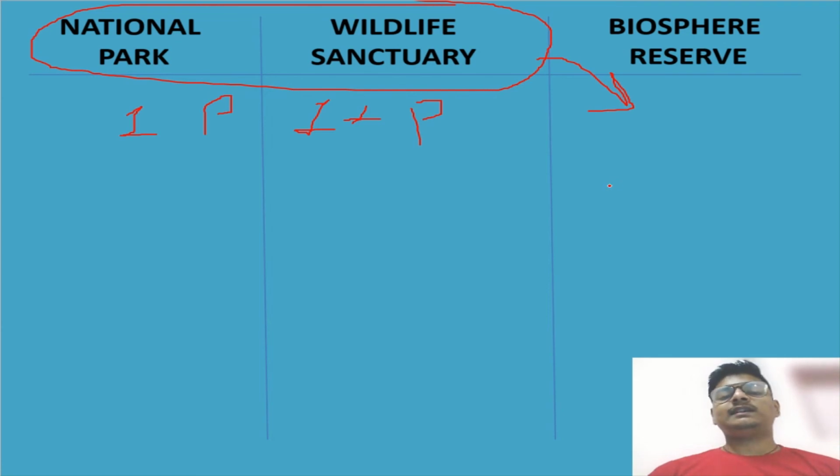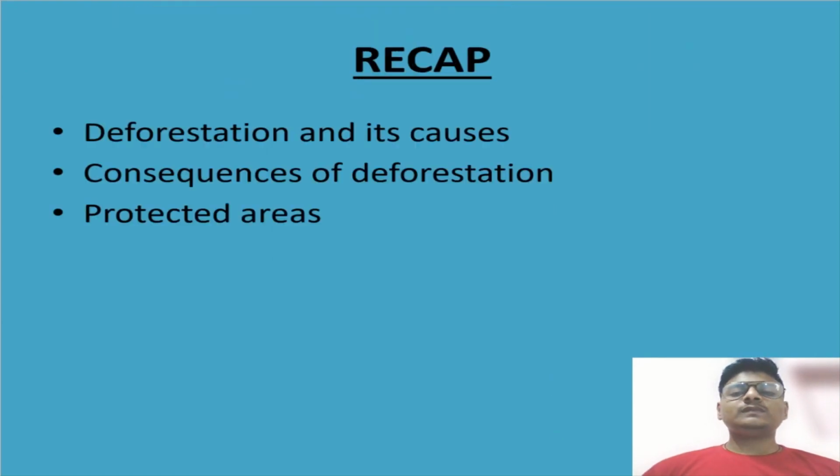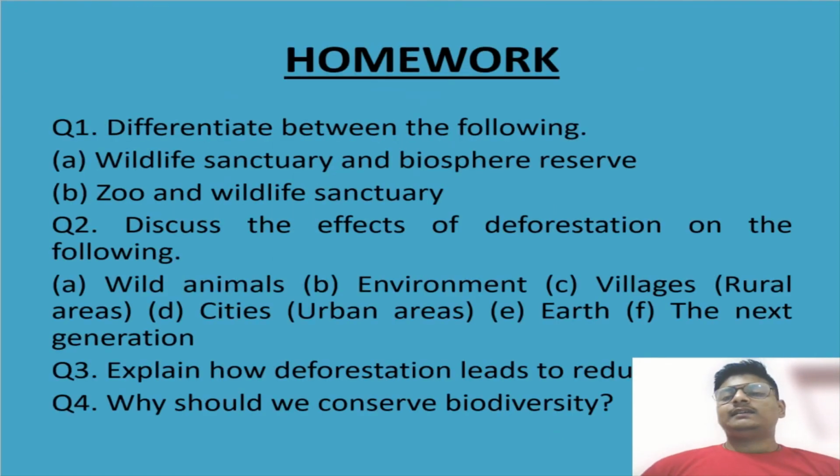So students, till now we have studied deforestation, its causes and consequences. Then we studied protected areas, in which we studied national parks, wildlife sanctuaries and biosphere reserves. Now I am going to give you some homework. The first question is, you have to differentiate between the following. The first is wildlife sanctuary and biosphere reserve. The second is zoo and wildlife sanctuary.